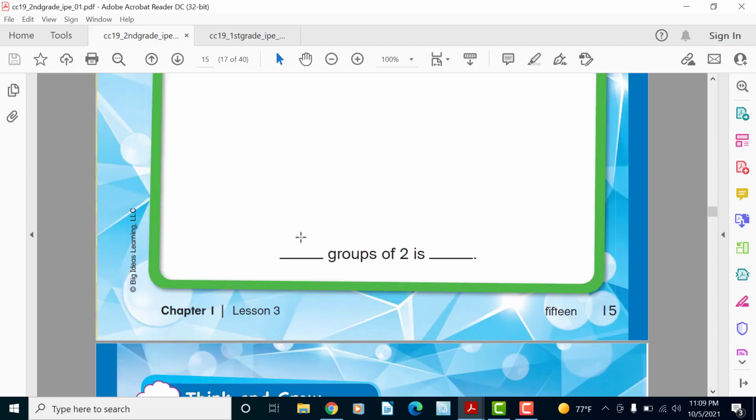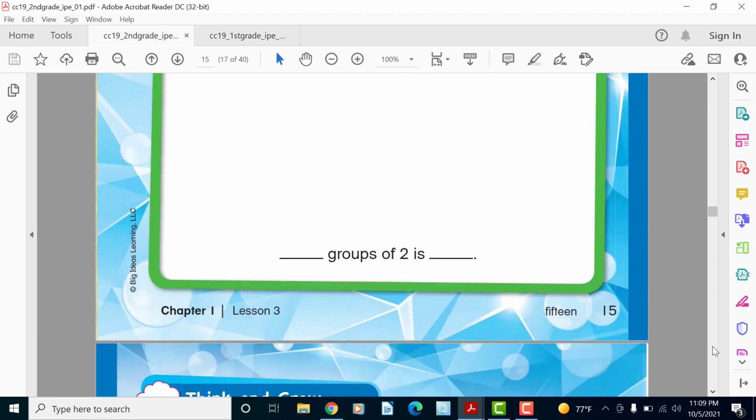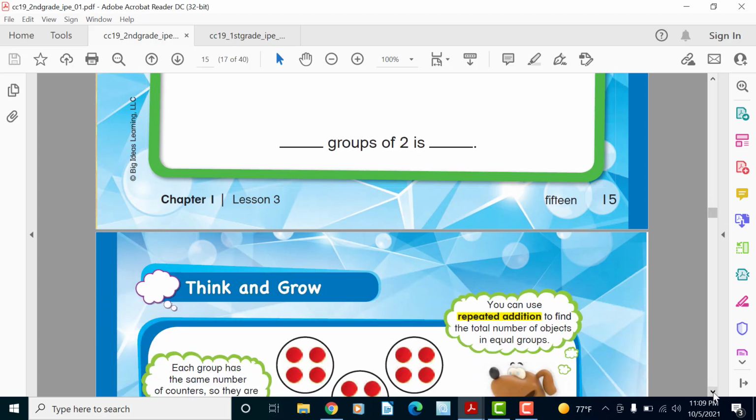Now, come down to the bottom. How many groups of 2 did you circle? Write down how many groups of 2, and then how many oranges did that turn out to be? Count up all the oranges together and say how many groups of 2 and how many does that make? You should have circled 4 groups of 2 oranges, and altogether there are 8 oranges. Let's go ahead and look at the next page.